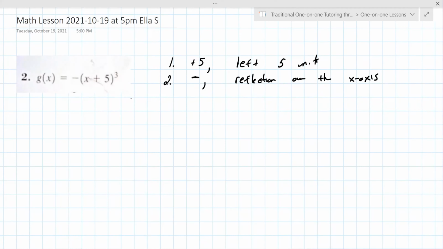What is the parent function? I guess we should start with that. The parent function here is x cubed.